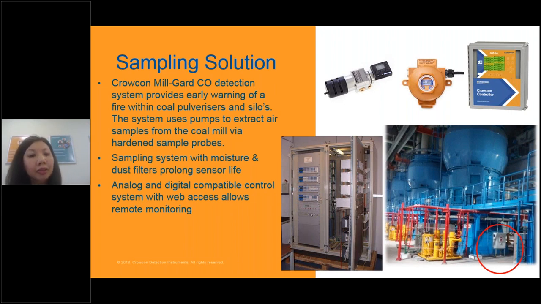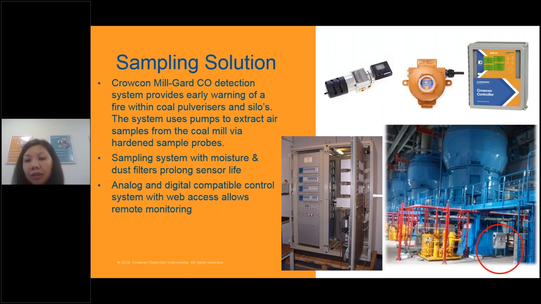We used to have the Milgut CO detection system that provides early warning of a fire within coal pulverizers and silos. It uses a sample pump to extract air samples from the coal mill, so around different sample points, we have a sample pump. The sample system will have moisture and dust filters to help prolong the sensor life, and we also come with a control system that allows remote monitoring.